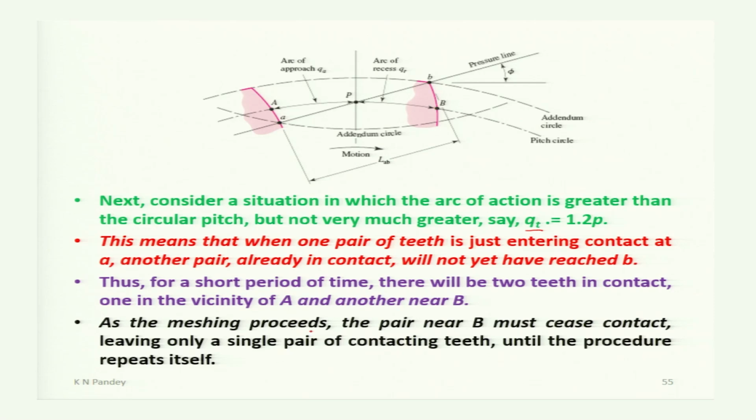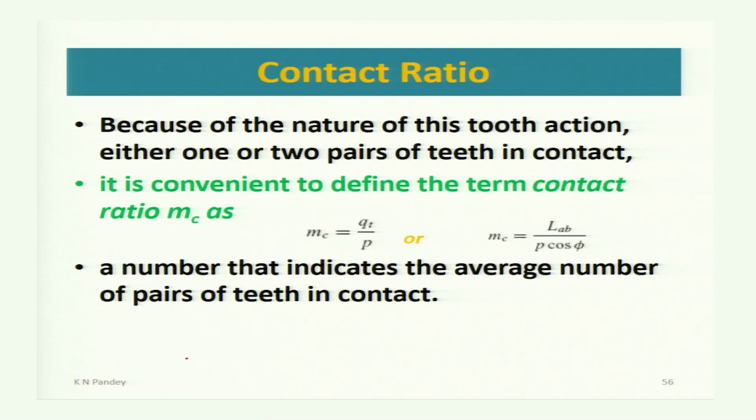As the meshing approaches or proceeds, the pair near capital B must cease contact, leaving only a pair of teeth contacting teeth, until the procedure repeats itself. Because of the nature of this tooth action, either one or two pairs of teeth will be in contact.